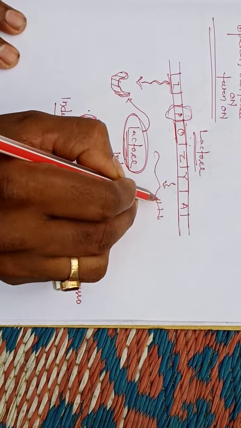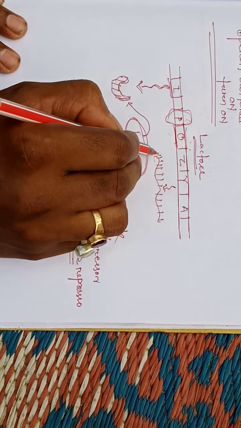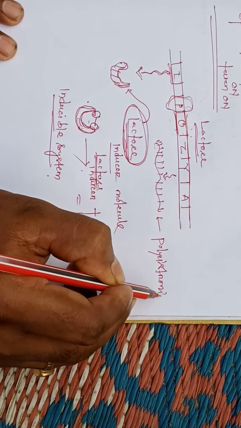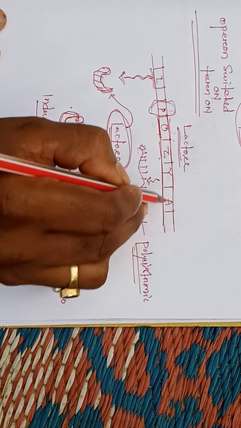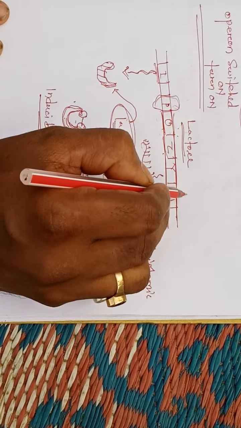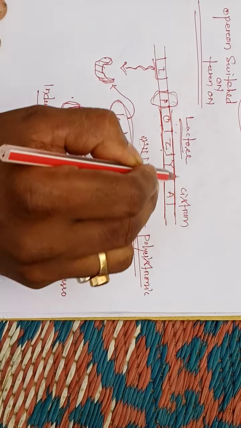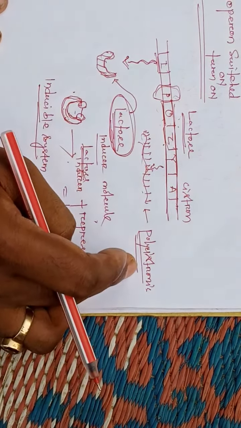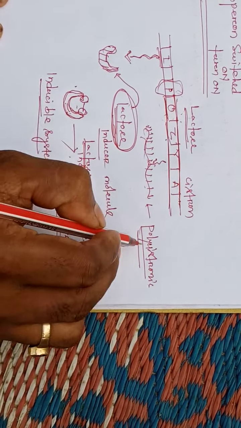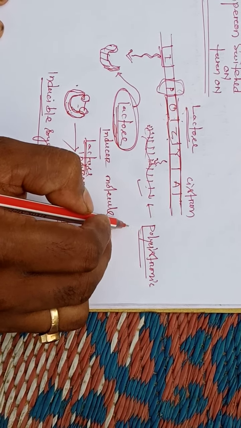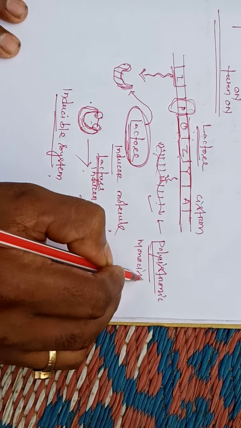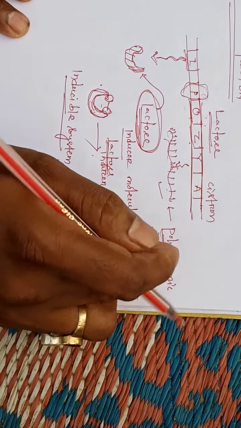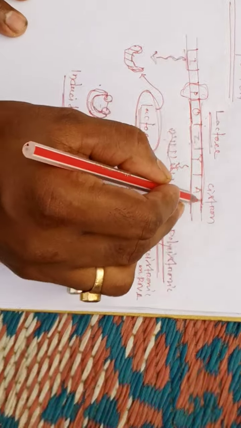Now the operator region remains free, and the RNA polymerase has access to the structural genes, so there is transcription and an mRNA molecule is produced, and this mRNA is called polycistronic. Why is it called polycistronic? Because it carries the information of these three cistrons. The structural genes, otherwise called cistrons, express to form a single mRNA molecule. Prokaryotic mRNAs are polycistronic, but in eukaryotes we have monocistronic mRNA.